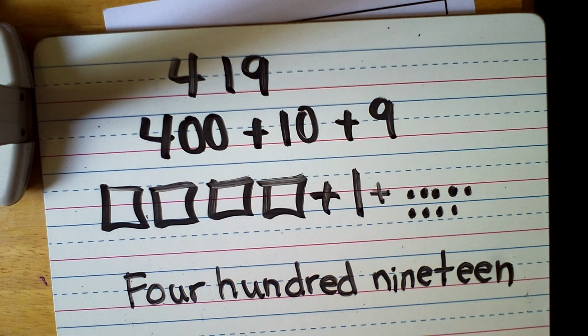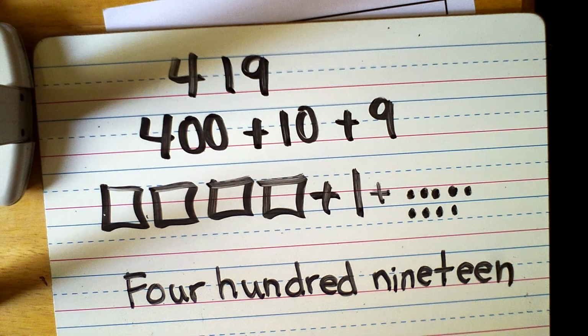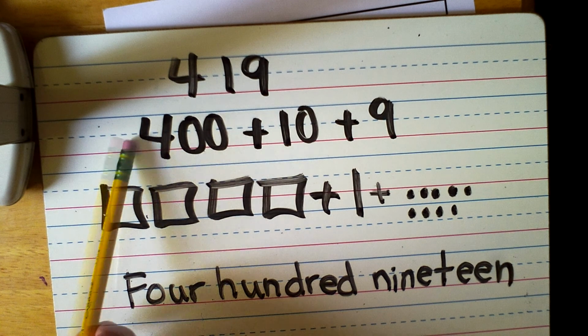419. So mathematicians, that's how you use a spinner to make a 3-digit number and show it in expanded form, word form, and base 10 block form, and standard form, expanded form.